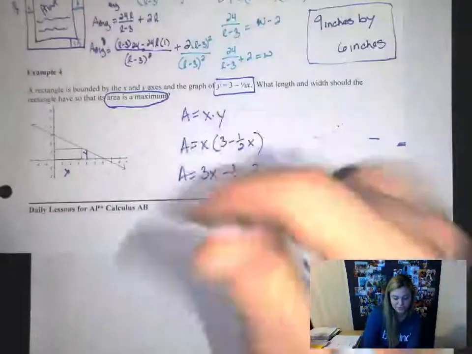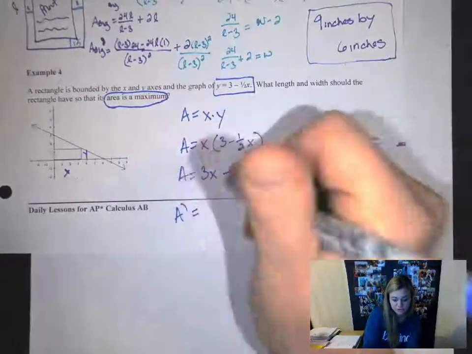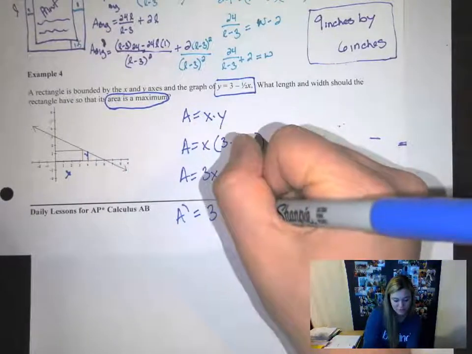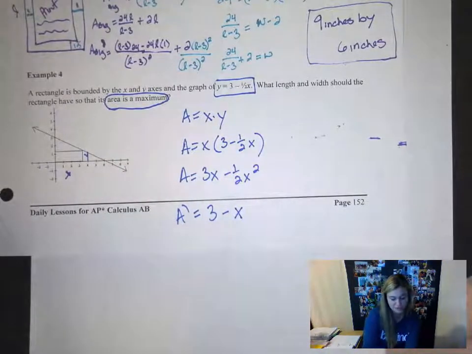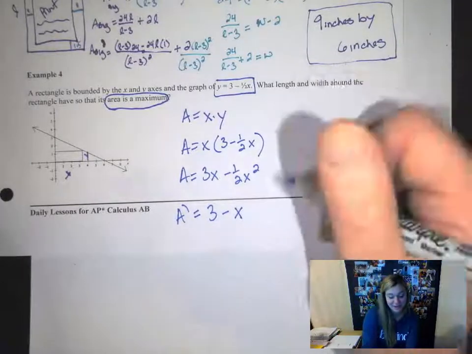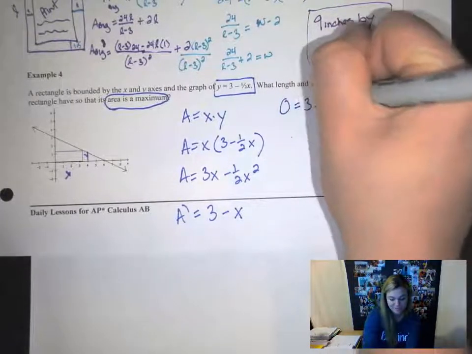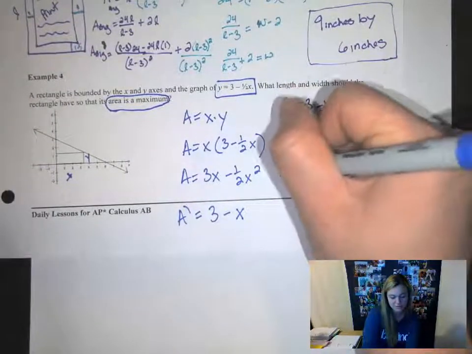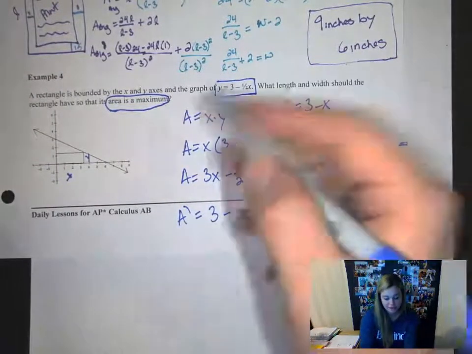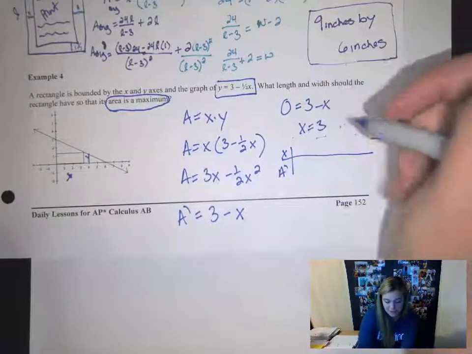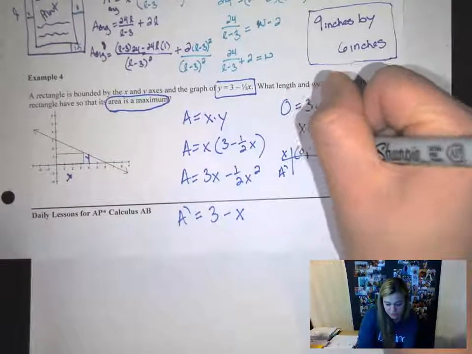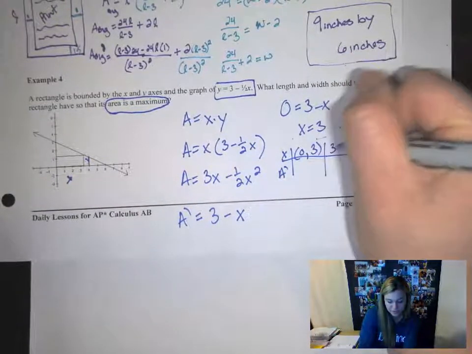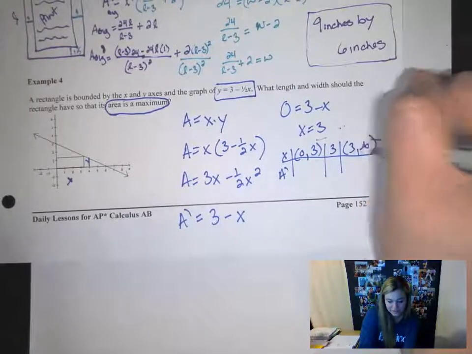Take the derivative. A prime is equal to 3 minus 1/2 times 2 is 1, x to the first power. This is so much easier than the last one. If we set this equal to 0, we get x is equal to 3. Let's make sure that that makes A prime a maximum in this case. So in this one, I'm going to say from 0 to 3, because I can see that x is positive in some way. 0 to 3, 3, 3 to infinity.